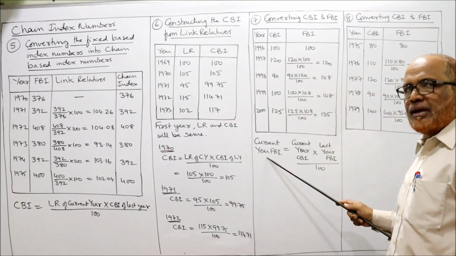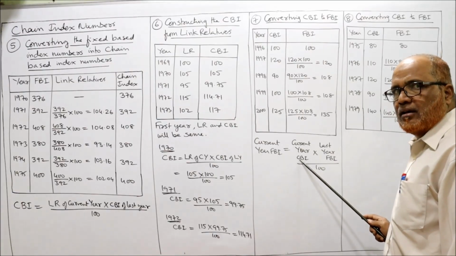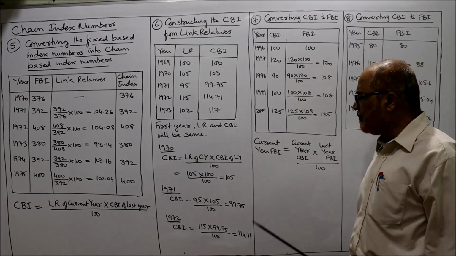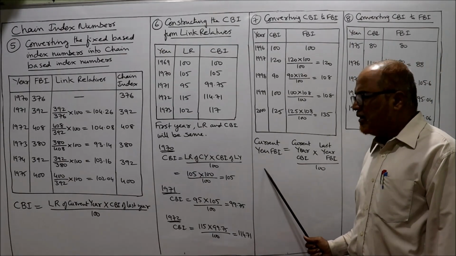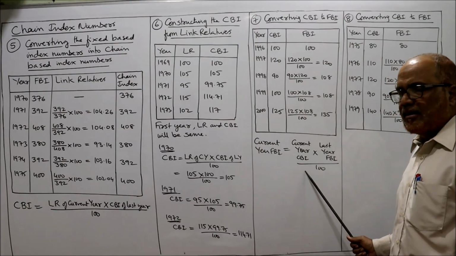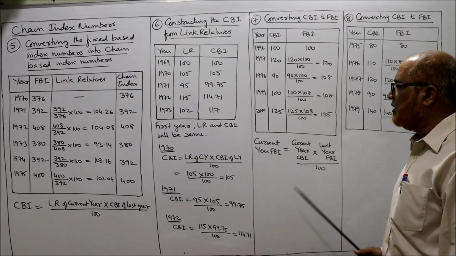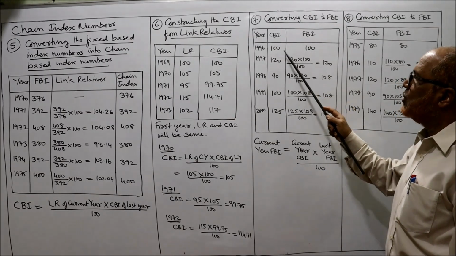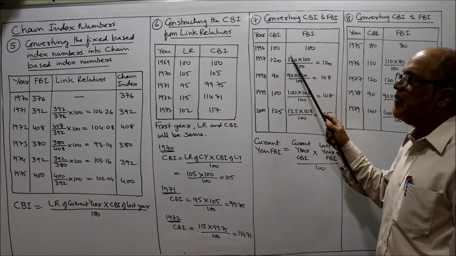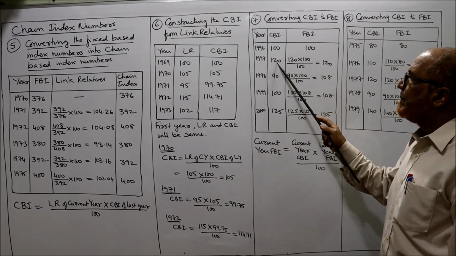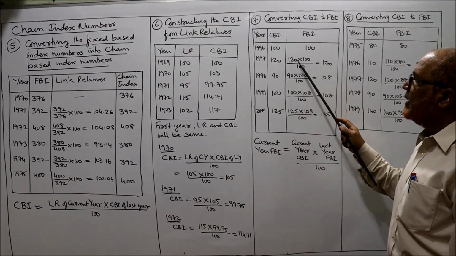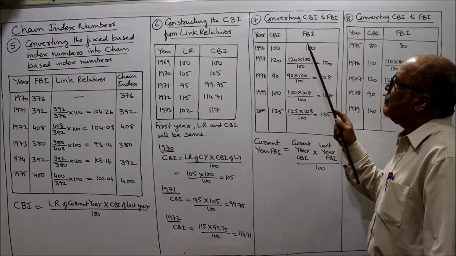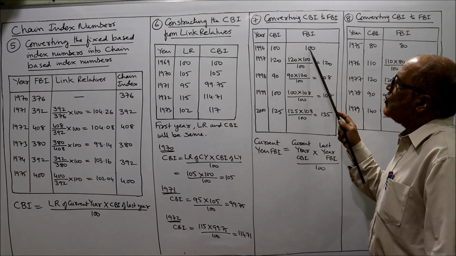So current year FBI is equal to current year CBI into last year FBI divided by 100. Similar formula. To find the current year FBI, we take the current year CBI into last year's FBI divided by 100. Here, for the first year, CBI and FBI are both the same. For the second year, to find the FBI, take the current year CBI. What is the current year CBI? 120. What is the last year FBI? 100. So 120 into 100 divided by 100.